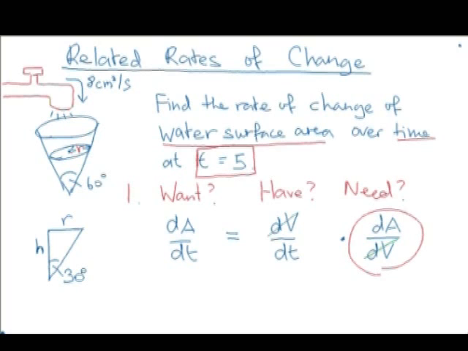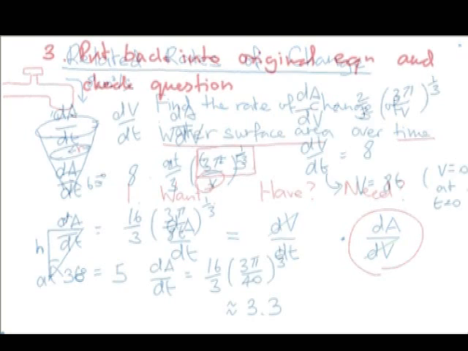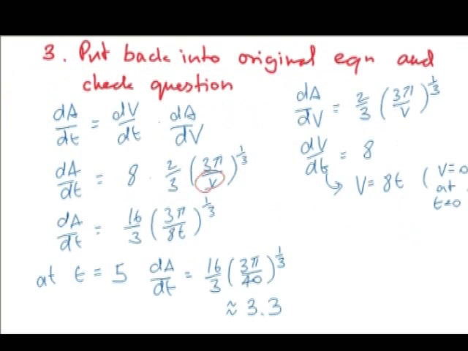Notice that this part up here could be simplified further if you really want. You could put that down to 8 on 3, times 3 pi on 5, to the power of a third. But they shouldn't care too much about that. So yeah, there it is. Some simple steps to walk you through a related rates of change problem. Hope you've enjoyed yourself. I'll see you next time.